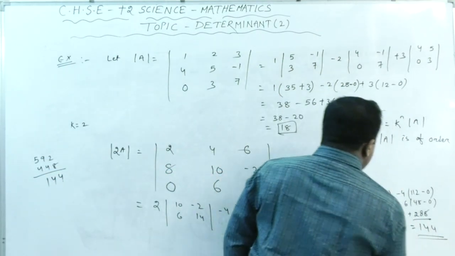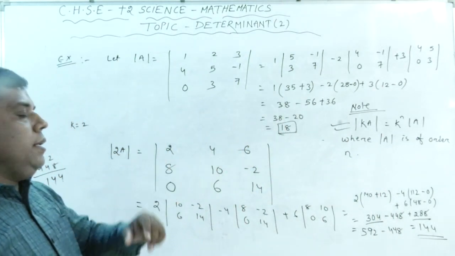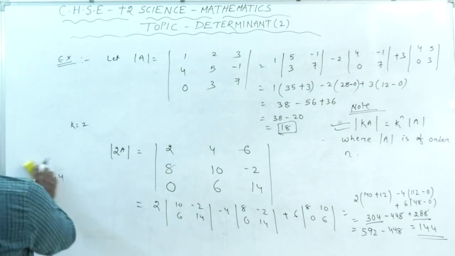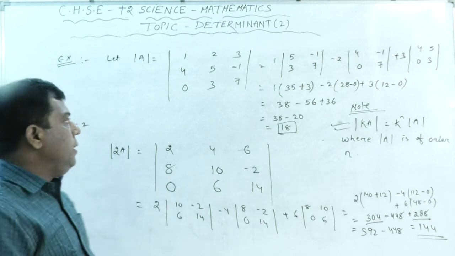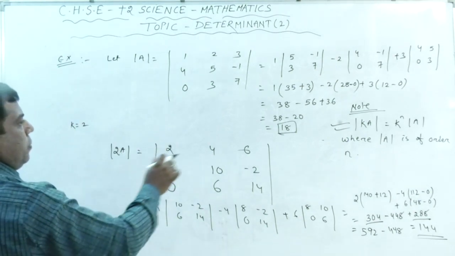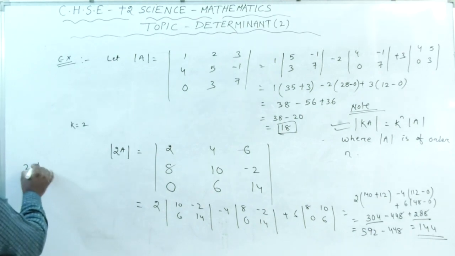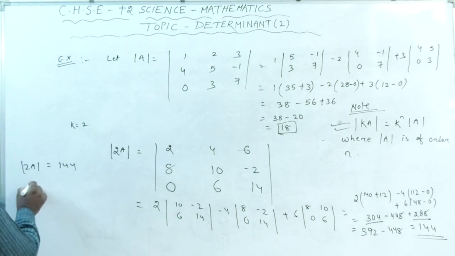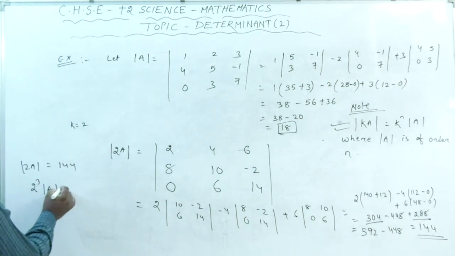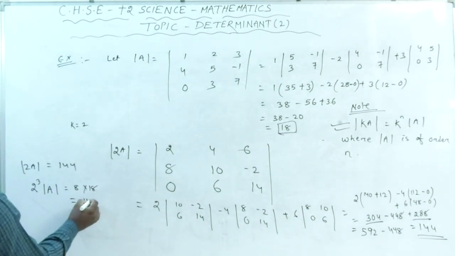Okay, so there is some problem there. Now we are clear with the value. It is 144. So now we are going for the checking. You see the property says we are now obtaining the value of the determinant of 2A, which is 144, and k is 2, so it is 2 cube times the determinant of A. So 8 multiplied with 18. So again you can see it is 144.